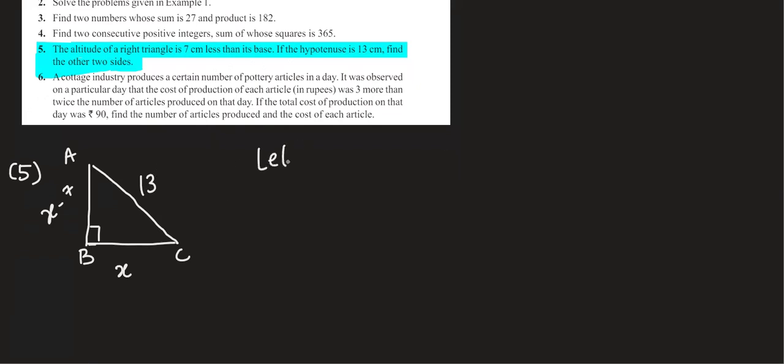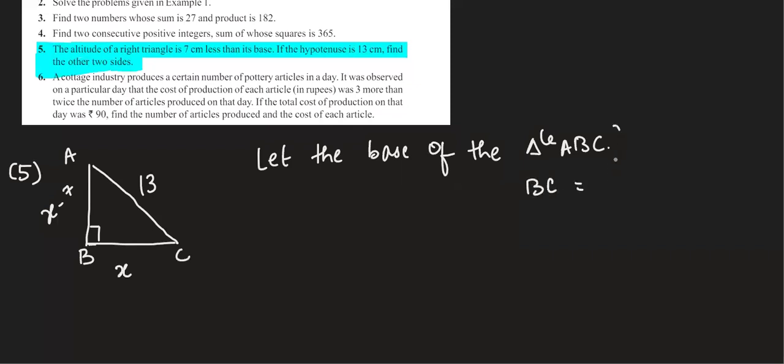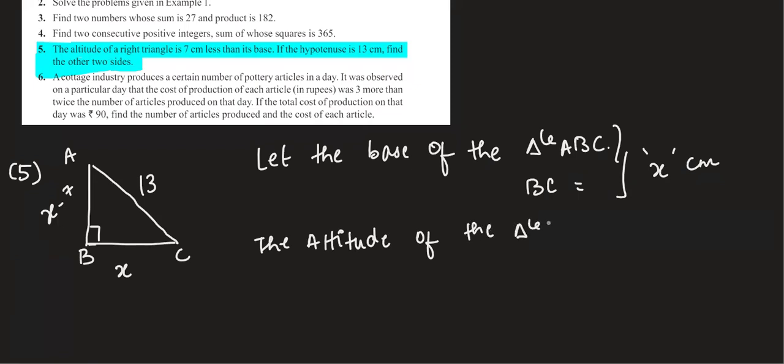Now let's write this one. Let the base of the right angle triangle ABC, that is BC, be x centimeter. Then the altitude of the triangle, here the altitude will be AB, so AB equals x minus 7 centimeter because it is 7 centimeter less than the base.